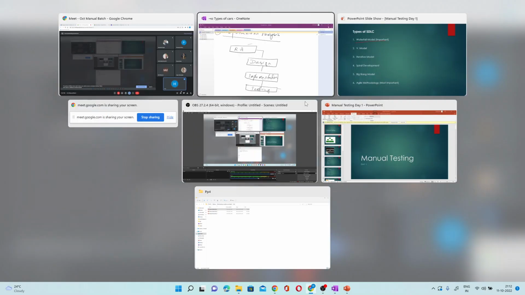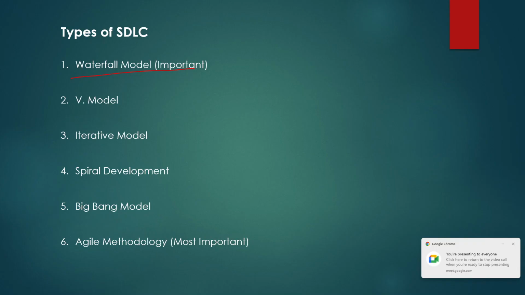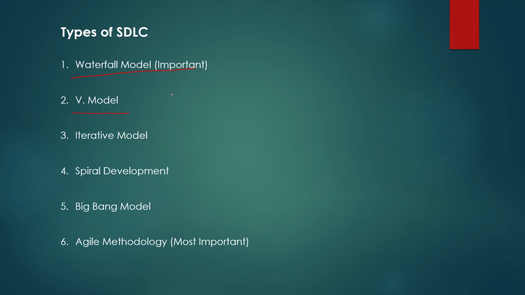But what happened, since it was taking a lot of time, they started using V model. And V model works on two major things. Okay, one is verification, and the second thing is validation.